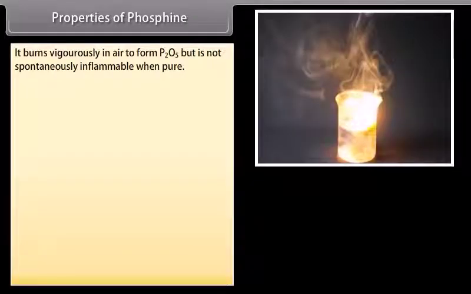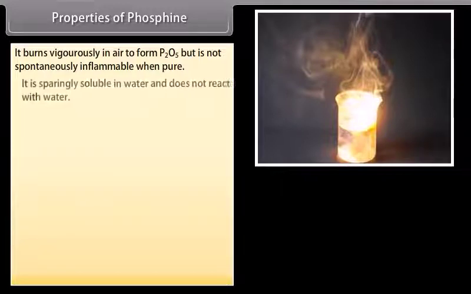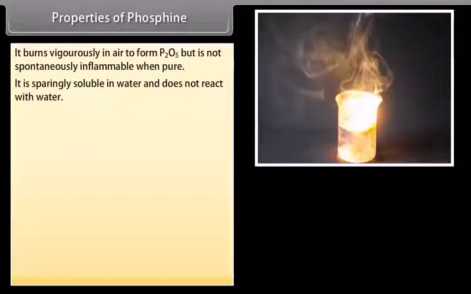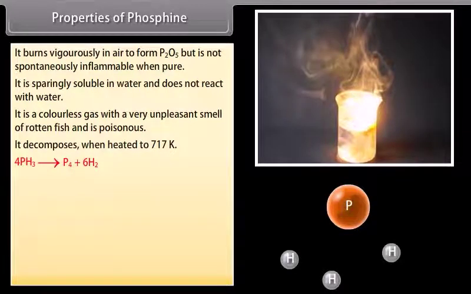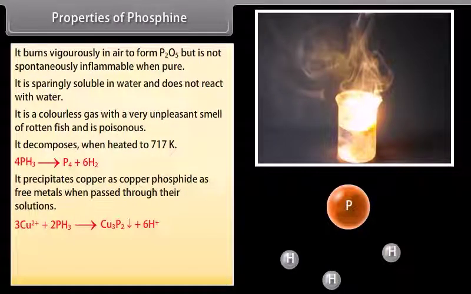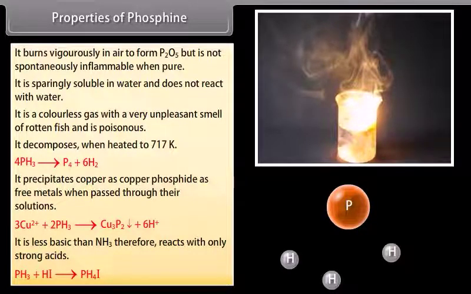Properties of phosphine. It burns vigorously in air to form P2O5 but is not spontaneously inflammable when pure. It is sparingly soluble in water and does not react with water. It is a colorless gas with a very unpleasant smell of rotten fish and is poisonous. It decomposes when heated to 717 Kelvin. It precipitates copper as copper phosphide, and other free metals, when passed through their solutions. It is less basic than NH3, therefore it reacts only with strong acids.